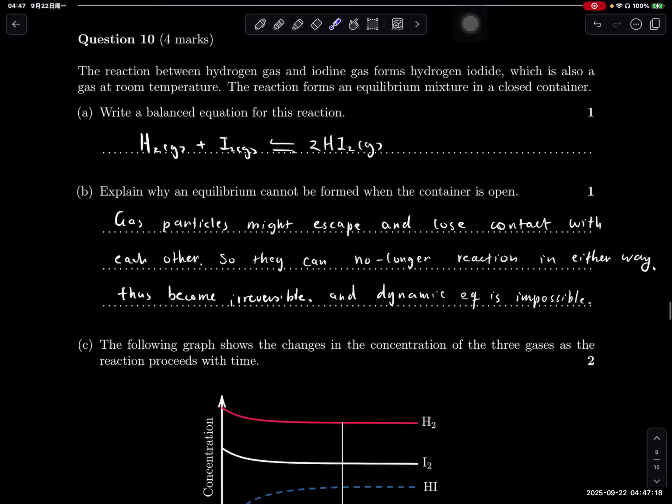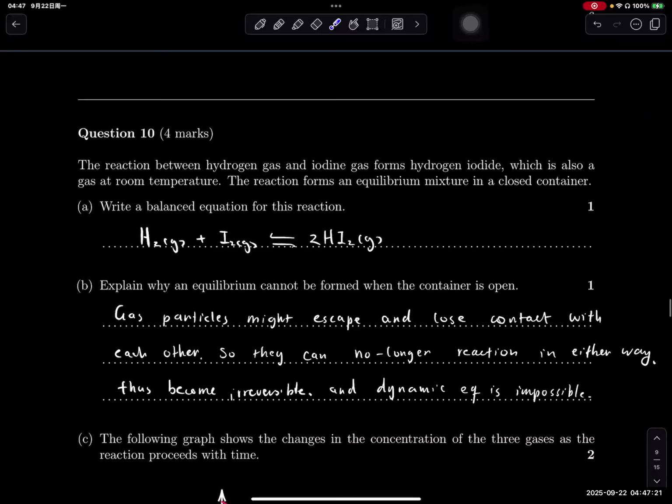All right, move on. Question 10 says that the reaction between hydrogen gas and iodine gas forms hydrogen iodide, which is also a gas at room temperature. The reaction forms an equilibrium mixture in a closed container. Question A says to write a balanced equation for this reaction. A common question style in HSC is that they give you this information and ask you about the chemical reaction in the first step. So that's what we do. And question B: explain why an equilibrium cannot be formed when the container is open.